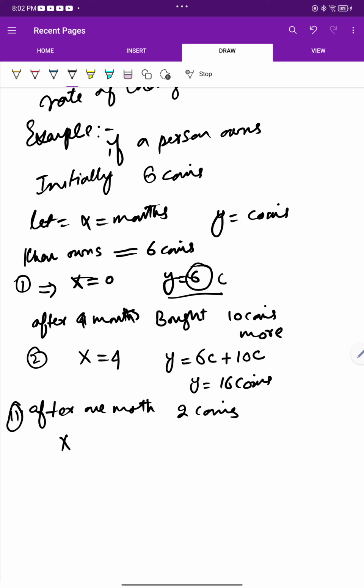So now x is equal to how are you going to do it? 0 plus 4 plus 1, so the month is now 5. The value of x is equal to 5. And y is equal to 6 plus 10 plus 2, so y is equal to 18 kinds.